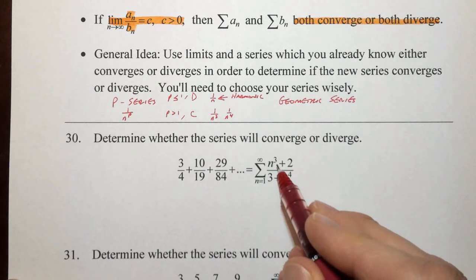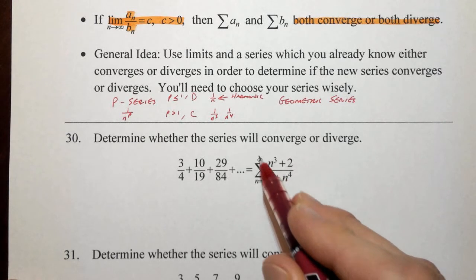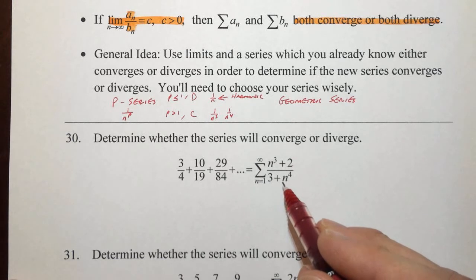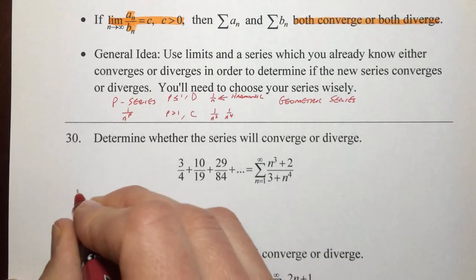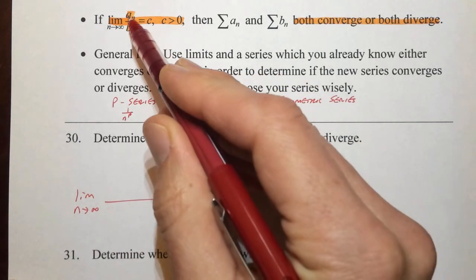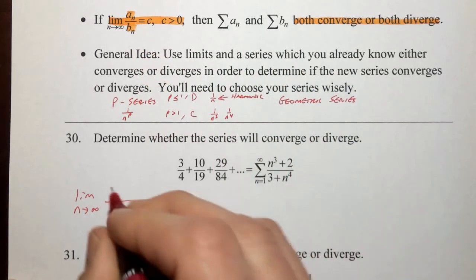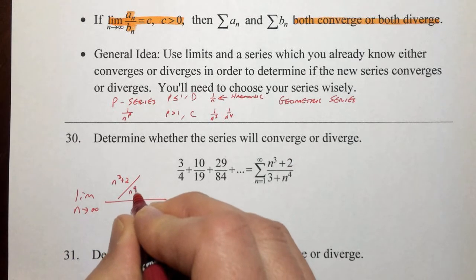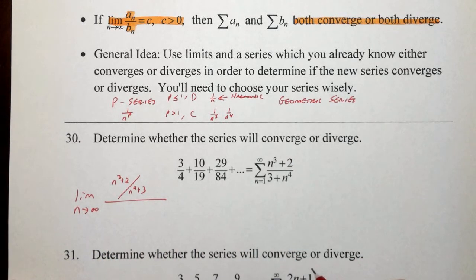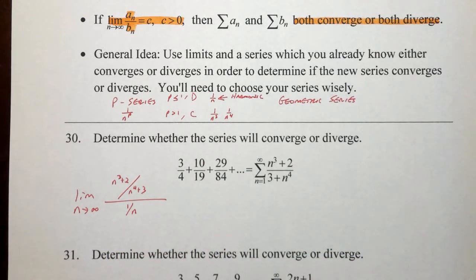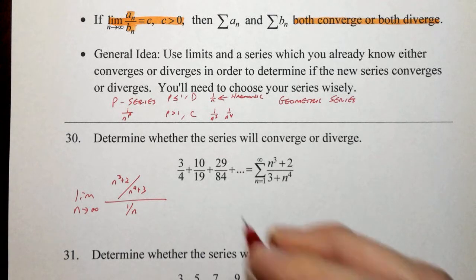We have this series, n goes from 1 to infinity, of the quantity n cubed plus 2 over 3 plus n to the 4th. So let's find the limit as n approaches infinity. This is our a sub n series here, our unknown one. So we've got n cubed plus 2 over, let's write this, n to the 4th plus 3. I'm going to compare it to the series of 1 over n. You may know why I picked that. You may not know why, but you will very soon, by the end of this video or the next one.